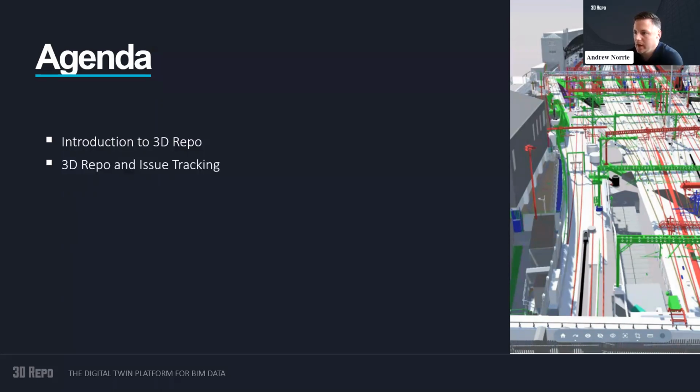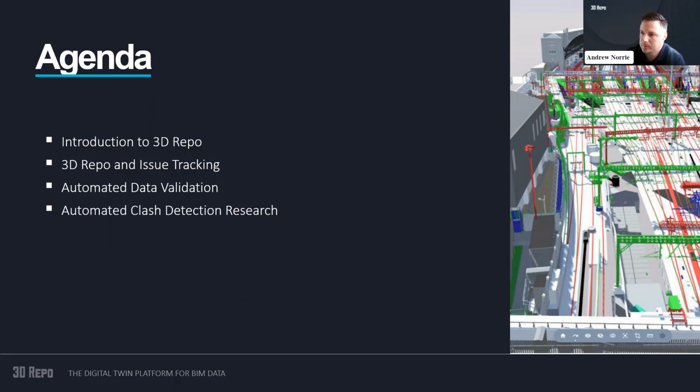Then I'll look in more detail at 3D Repo and specifically the issue tracking process and how that currently works within the environment and the kind of external ecosystem as well. Then I'll hand over to Matt, who will look at the automated data validation process within 3D Repo, how you can set that up and how you can get the reports out. Then he'll move on to look at some research we're currently doing into how we can also automate the clash detection process, both in terms of the actual clashing and the dissemination of the issues and feedback from the field.